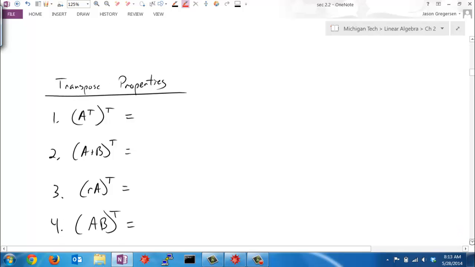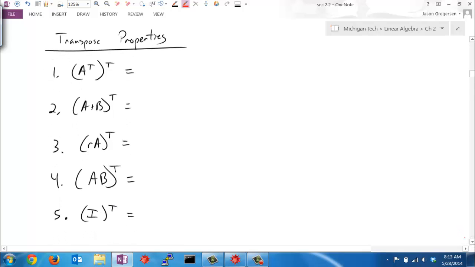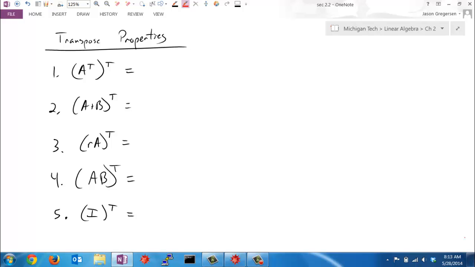All right, so transpose properties. We're pretty much going to list these things. We're going to start with the left-hand side and just write out our intuitive guess to the right-hand side. If I take A and I transpose it, if I flip the rows and columns, and I transpose it again, flip the rows and columns again, where am I going to end up? Back to where I started, absolutely. So I'm going to be left with A. So the transpose of a transpose is back to the matrix we started with.